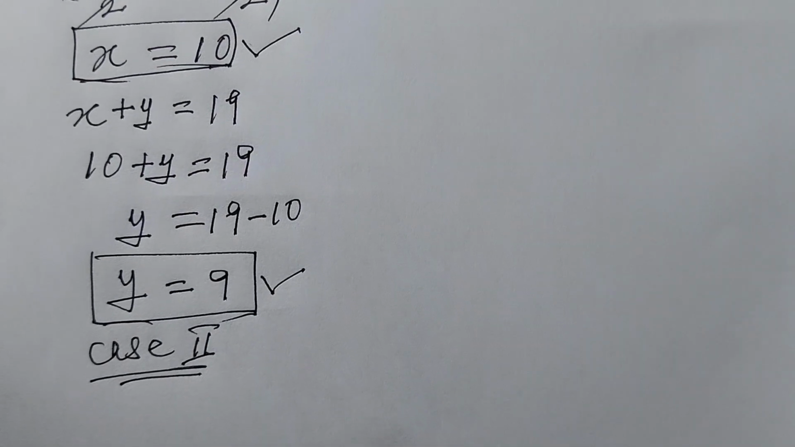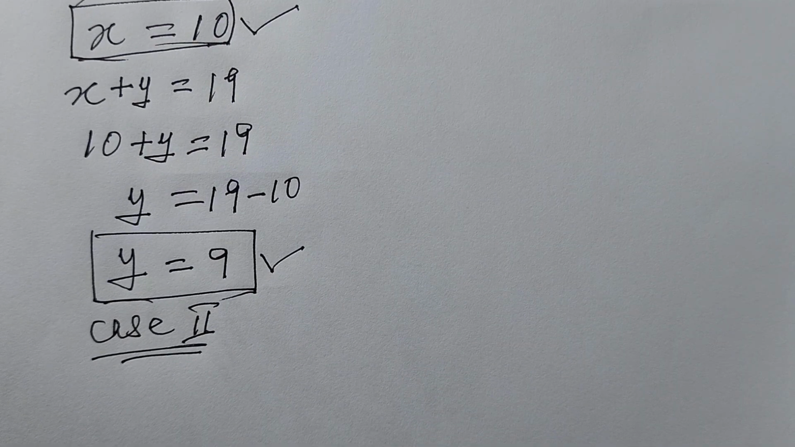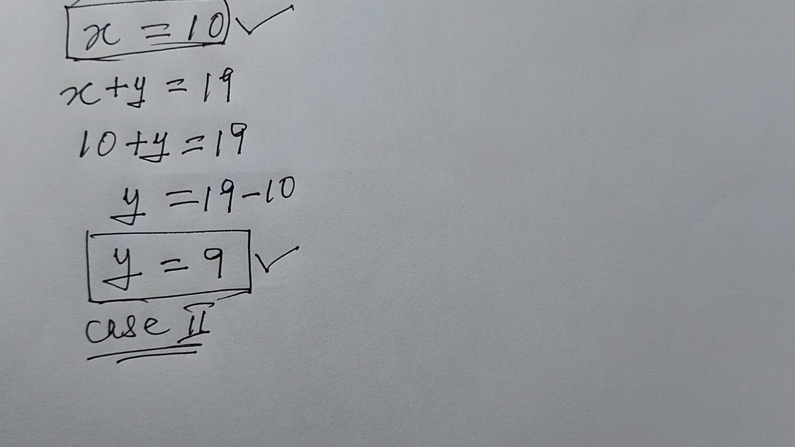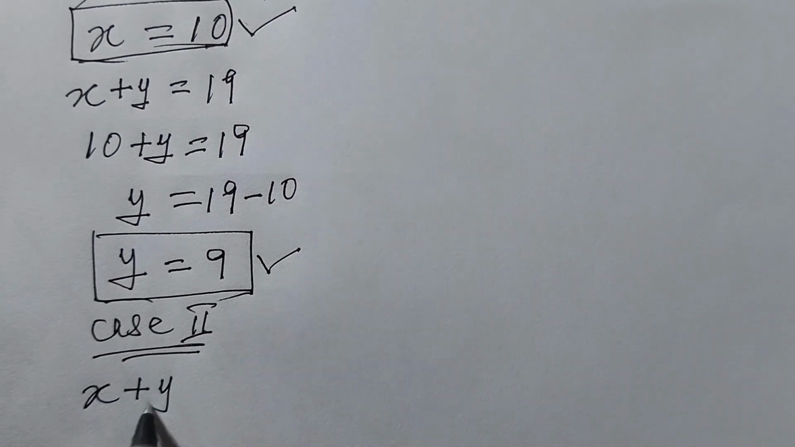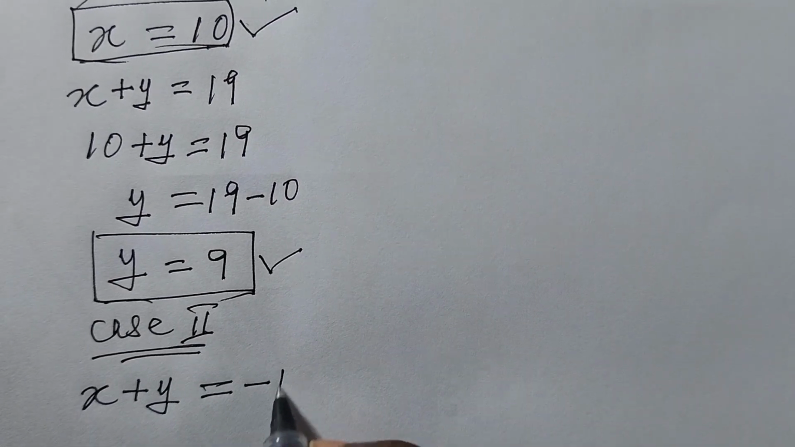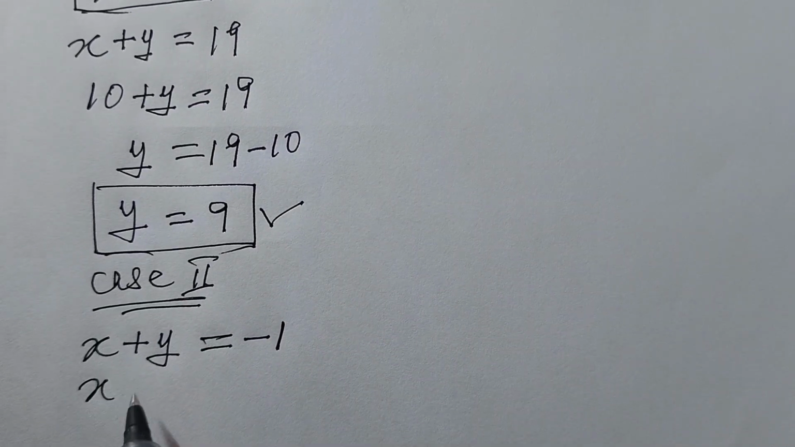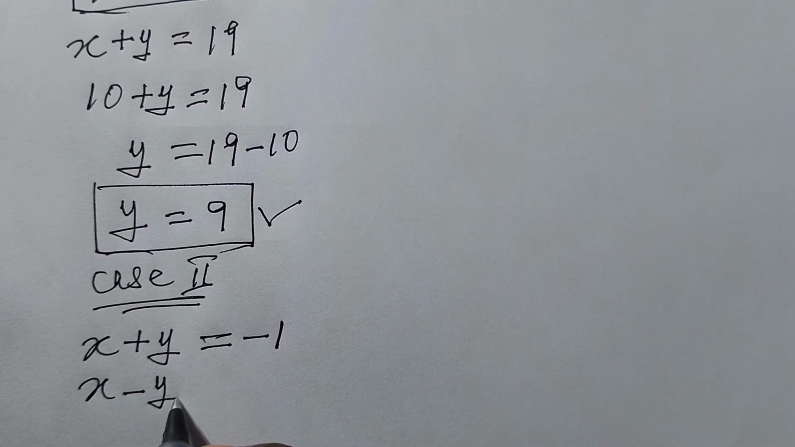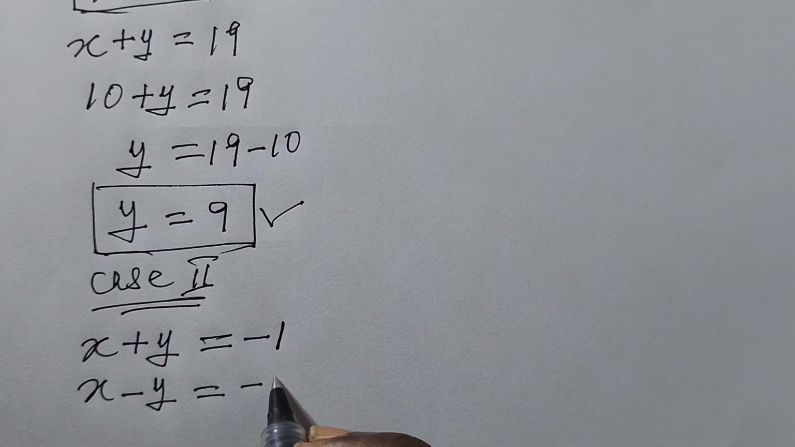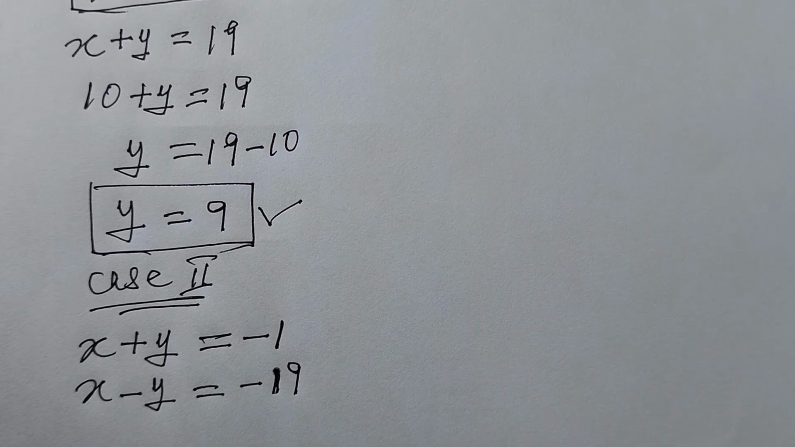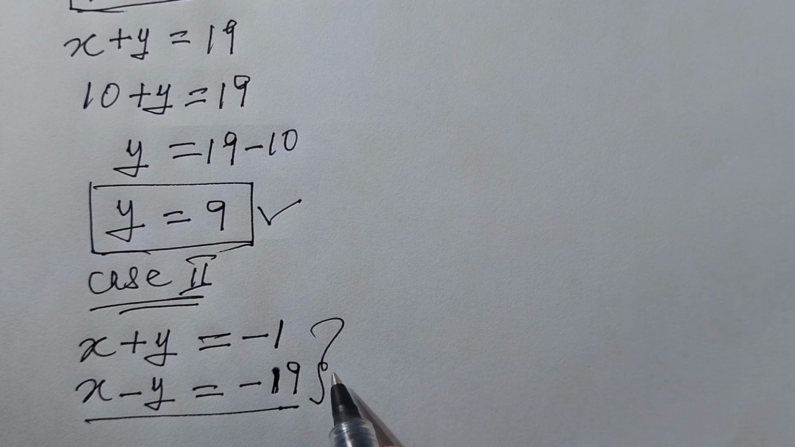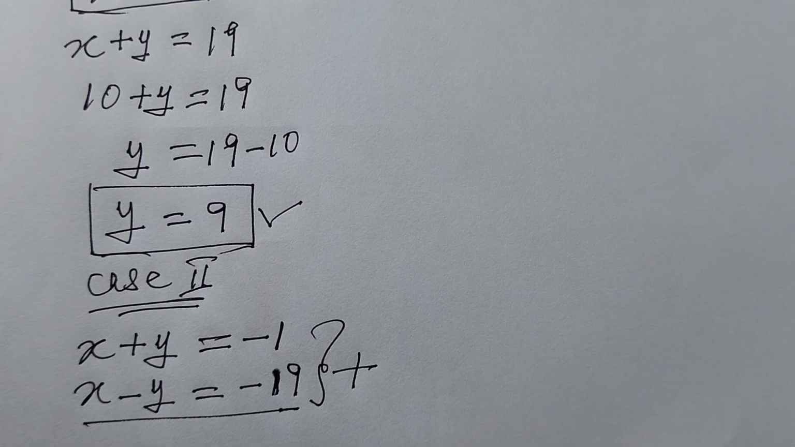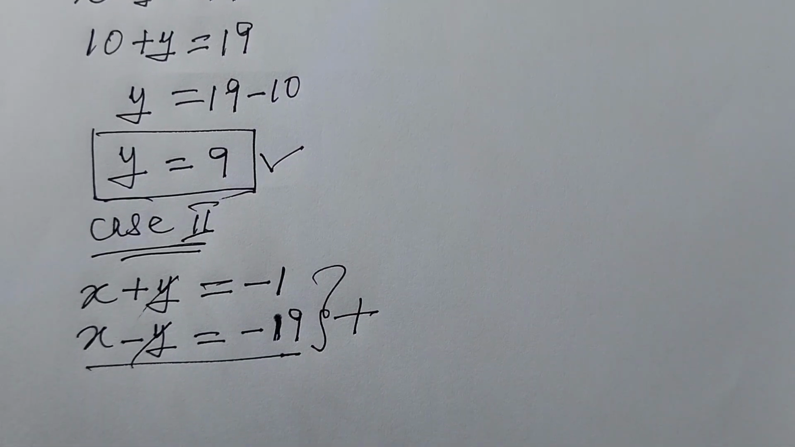So in our case 2, we're going to consider our x plus y to be minus 1, and our x minus y equal to minus 19. Again, this is a quadratic equation, so we are adding again. If we add up, this leaves the system.